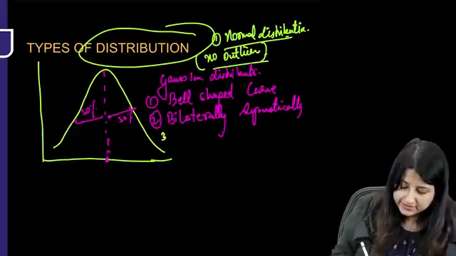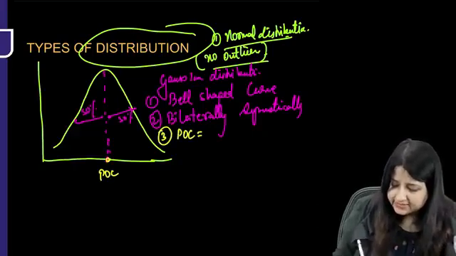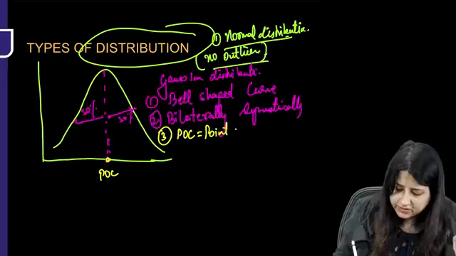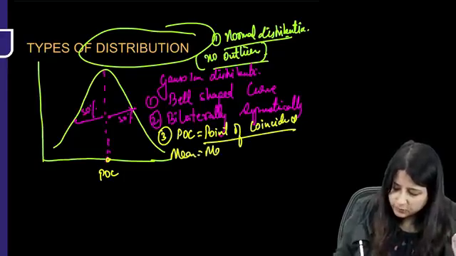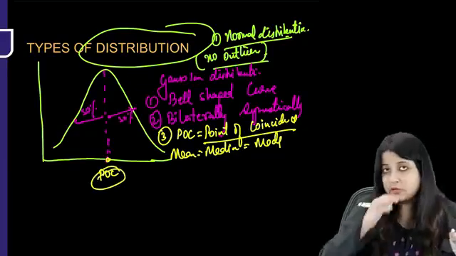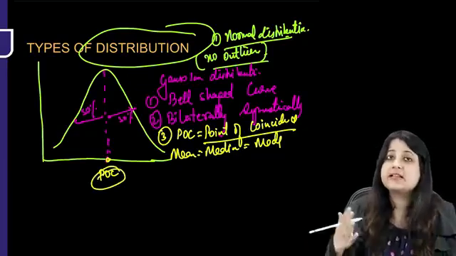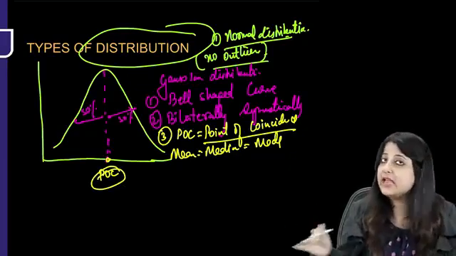What is the third point? This point is known as POC. What is POC? This is the point of coincidence. Now, what is happening at this point of coincidence? Everybody remember, mean is equal to median is equal to mode. That is the coincidence, that mean, median, mode are all equal. It could be 100, 200, 20, 30, anything.